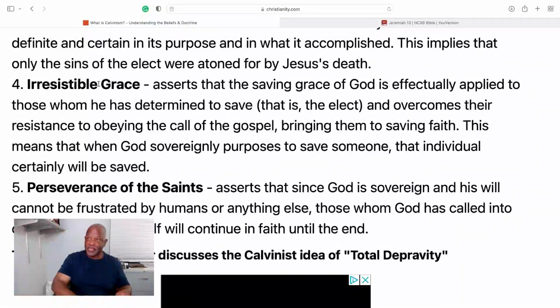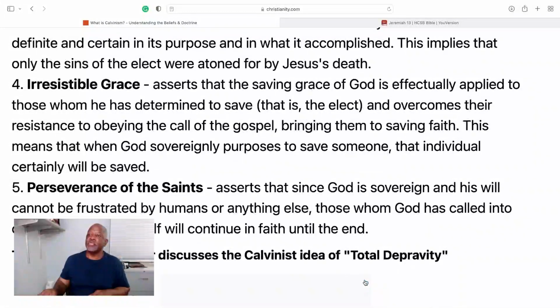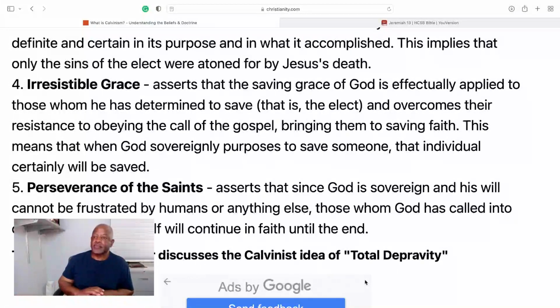Okay, but then it says, this means that when God sovereignly purposed to save someone, that individual certainly will be saved. This is something they feel the need to say, right? To kind of defend the sovereignty of God. This is what they feel. And my point is, why?